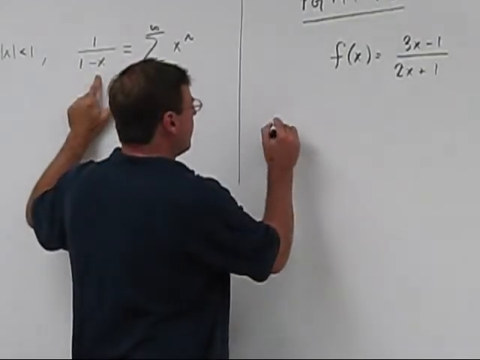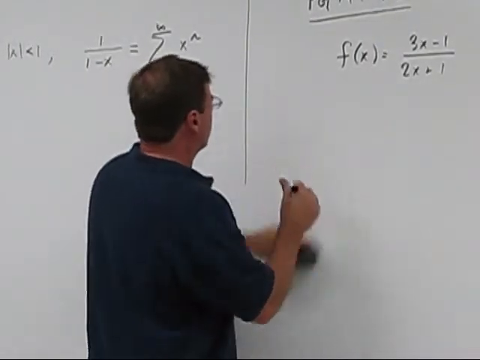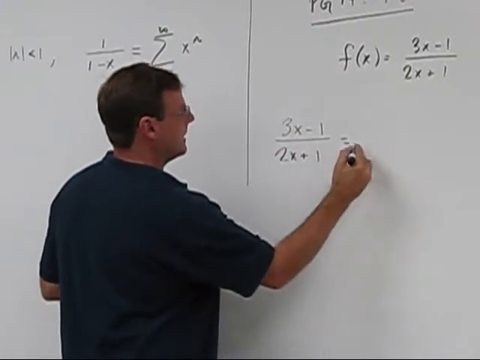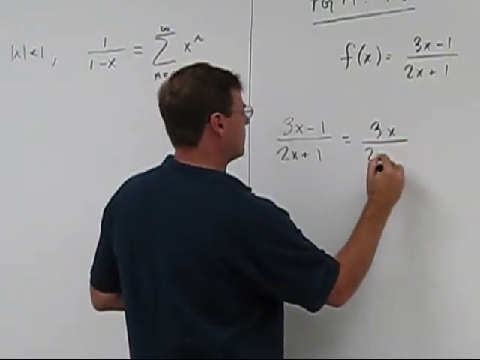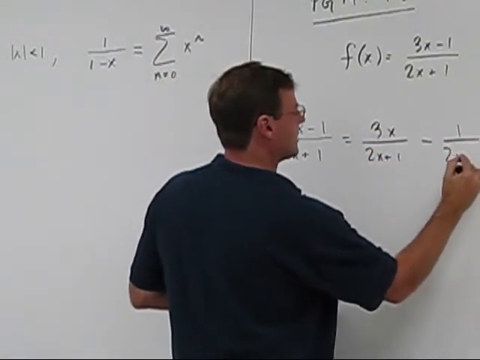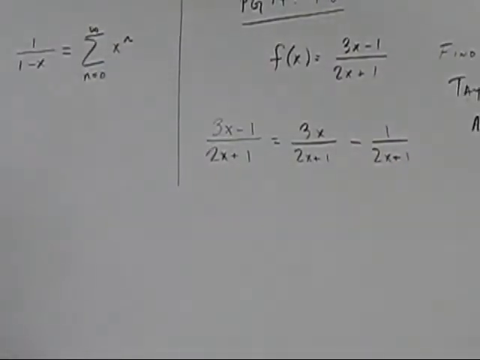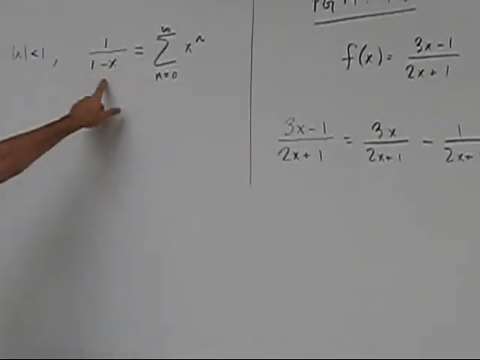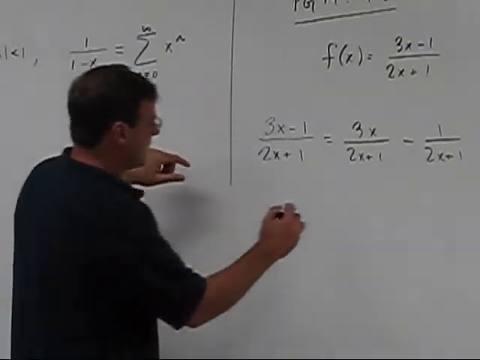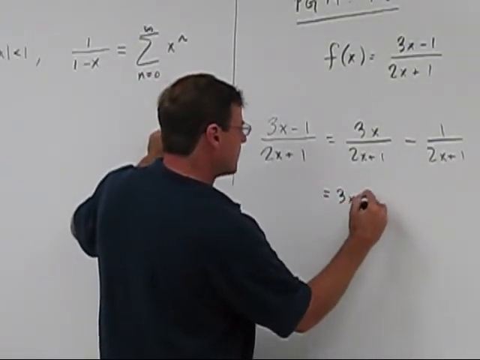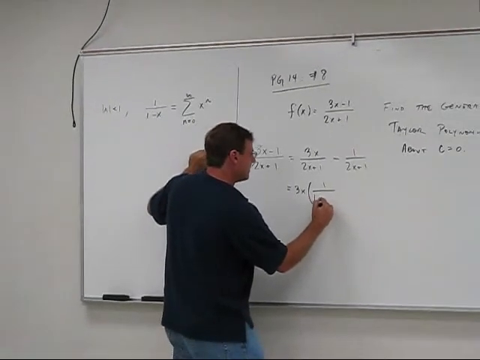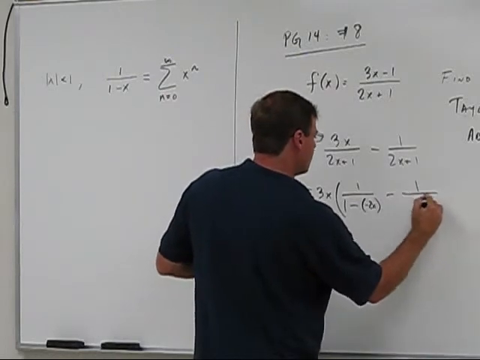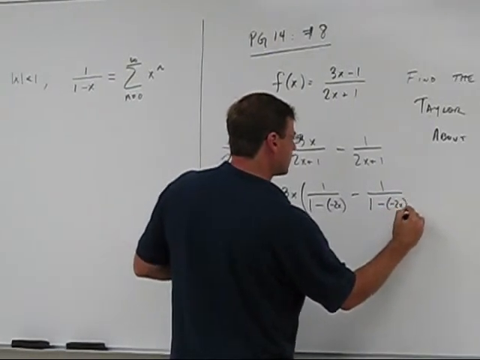Okay, so the first thing I want to do is get this thing to look like that. So I'm going to rewrite f of x, 3x minus 1 over 2x plus 1. That's equal to 3x over 2x plus 1 minus 1 over 2x plus 1. And in order to start matching it up with this, I want to have 1 minus something. So let's rewrite this again. This is going to be 3x times 1 over 1 minus negative 2x, minus 1 over 1 minus negative 2x.